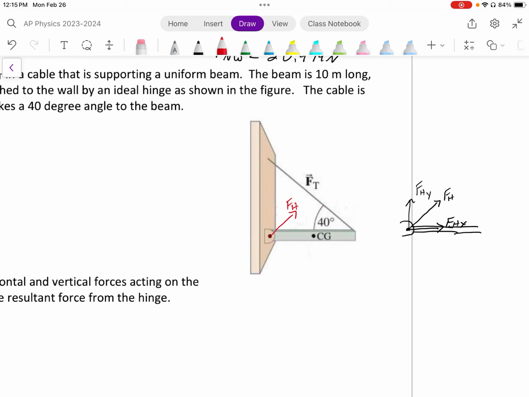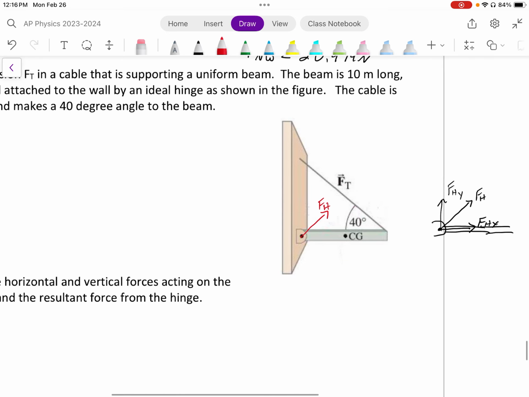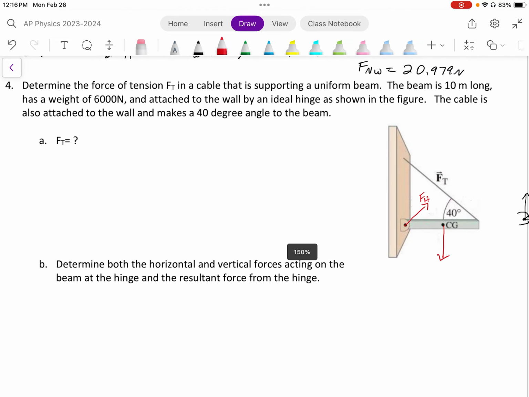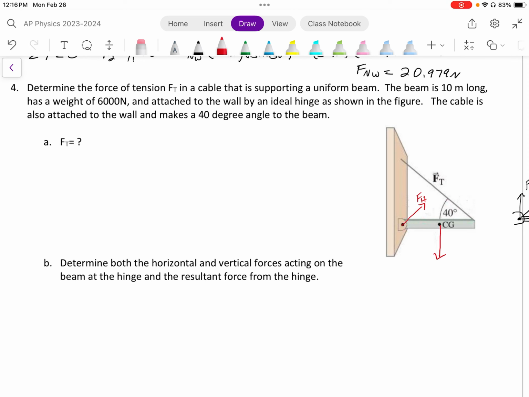Sometimes I have seen a problem on the AP exam where they ask for the vertical force that the hinge is putting on an object. So you must be able to draw them. And sometimes we don't need to break them up. You'll see in just a minute. So I've got a force downward. That's the weight of the beam. So force of gravity acts on that beam and puts a force downward on that beam of 6,000 newtons. And then I have a force of tension upwards at the angle shown. So those are my three forces. Let's see if we can solve it using only that.